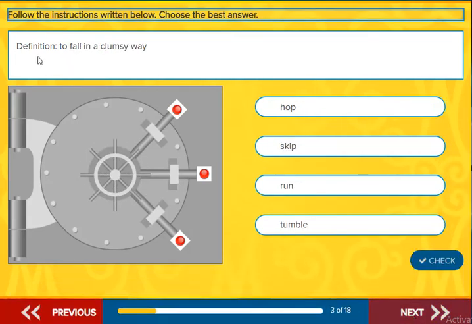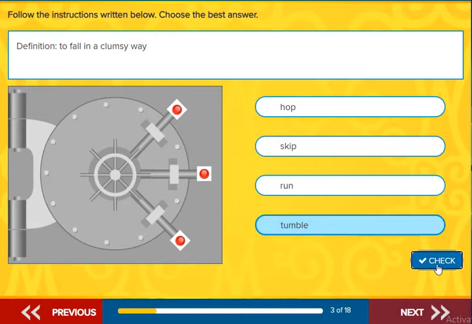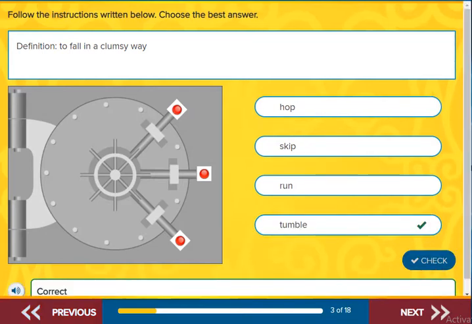Now, which word means to fall in a clumsy way? Is it hop, or skip, or run, or tumble? Which word means to fall in a clumsy way? It means when you lose balance and then you fall. It is the word tumble. Excellent work!